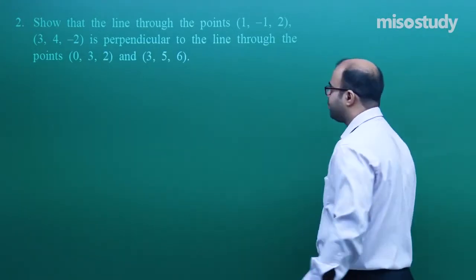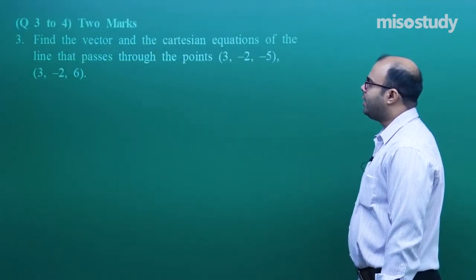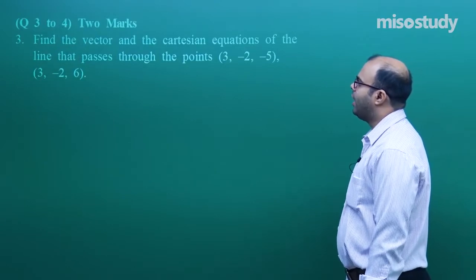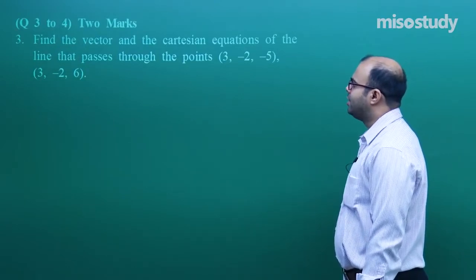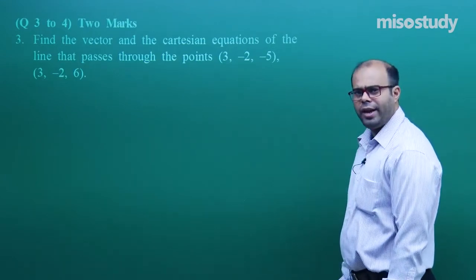For the next question, the third one, which is of 2 marks: find the vector and the Cartesian equations of the line that passes through the points. These 2 points are given to us. So we have to directly apply the formula here.